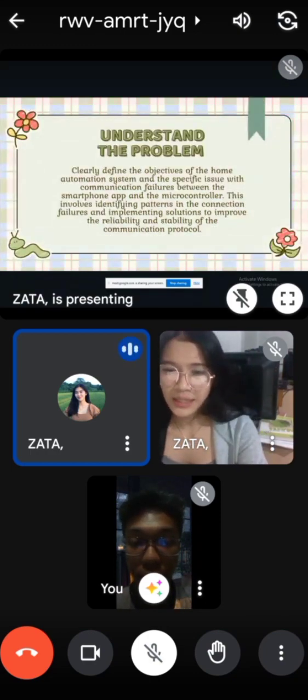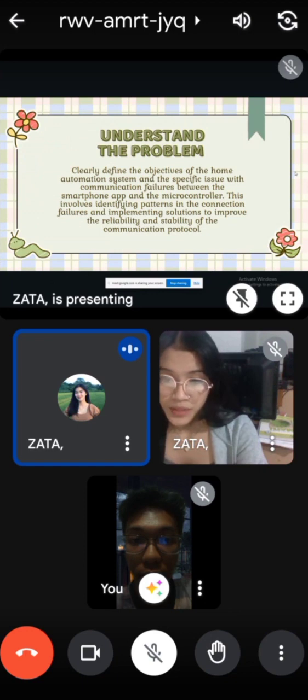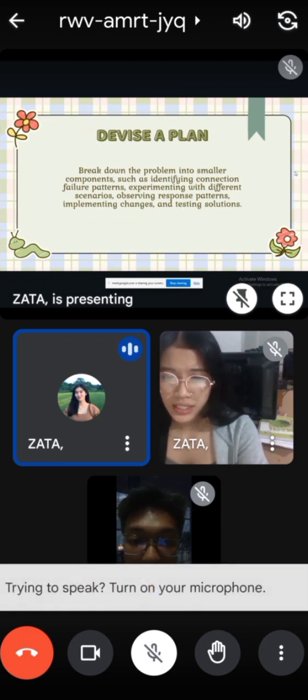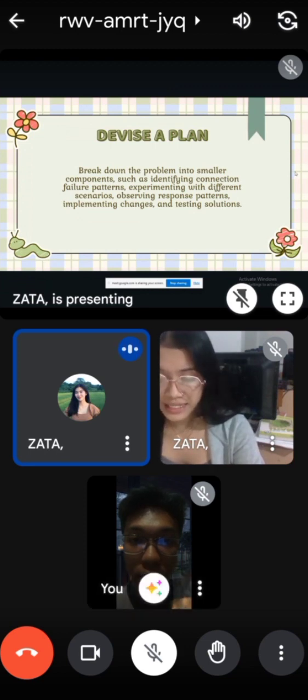So first, we have understand the problem. Clearly define the objectives of the home automation system and the specific issue with communication failures between the smartphone app and the microcontroller. This involves identifying patterns in the connection failures and implementing solutions to improve the reliability and stability of the communication protocol. Next, devise a plan. Break down the problem into smaller components such as identifying connection failure patterns, experimenting with different scenarios, observing response patterns, implementing changes, and testing solutions.